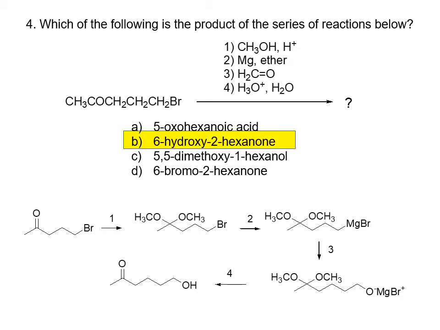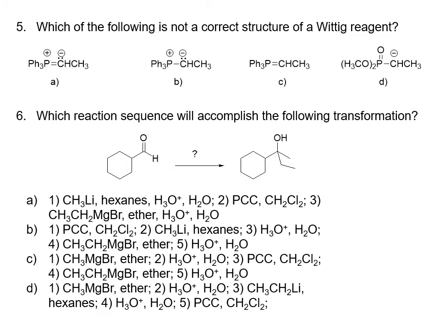Next question, which of the following is not a correct structure of a Wittig reagent? When you consider structure A, you can see that it contains both carbon-phosphorus double bond and charge separation, free electron pair and negative charge on carbon and positive charge on phosphorus. That's actually hybrid structure of two correct structures of Wittig reagent, but that one is not correct because it's hybrid, a combination of two correct structures. So A is the answer to this question because that's not correct structure.